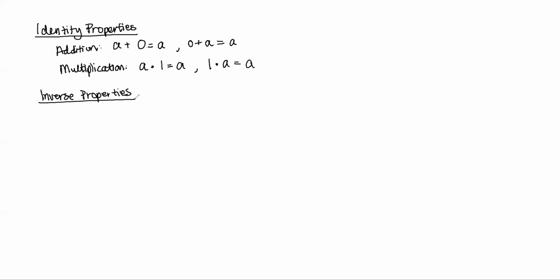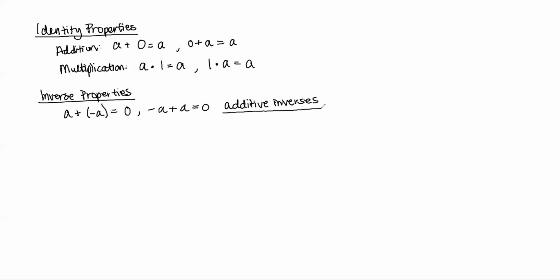The inverse properties, this first one we've talked about a little bit. If we have a plus the opposite of a, if we add together, let's say 3 and -3, we always get 0. Same thing if we flip those around, -a plus a equals 0. And we call these additive inverses. And so we saw that a couple of sections ago.